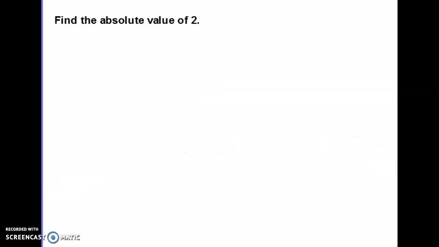Okay, so you've taken some notes and you have written our essential question, and you've discovered that absolute value is a number's distance from zero. So here's our first example. It should match your notes perfectly. Find the absolute value of 2.